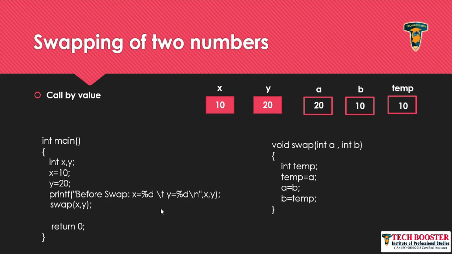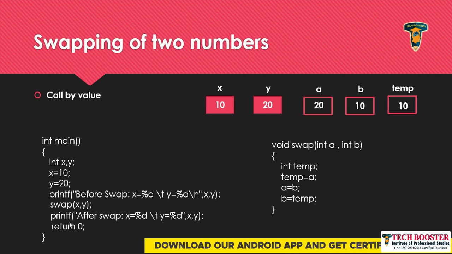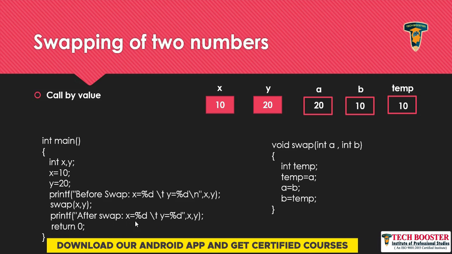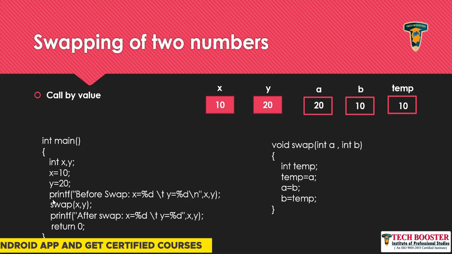And here in this case, if you use this printf line after swap x and y, then what will be your output? Here you can see your x is still 10 and your y is still 20. So once you print this line, after swap your x will be 10 and your y will be 20. So basically here in this main function, your values of x and y will not swap.